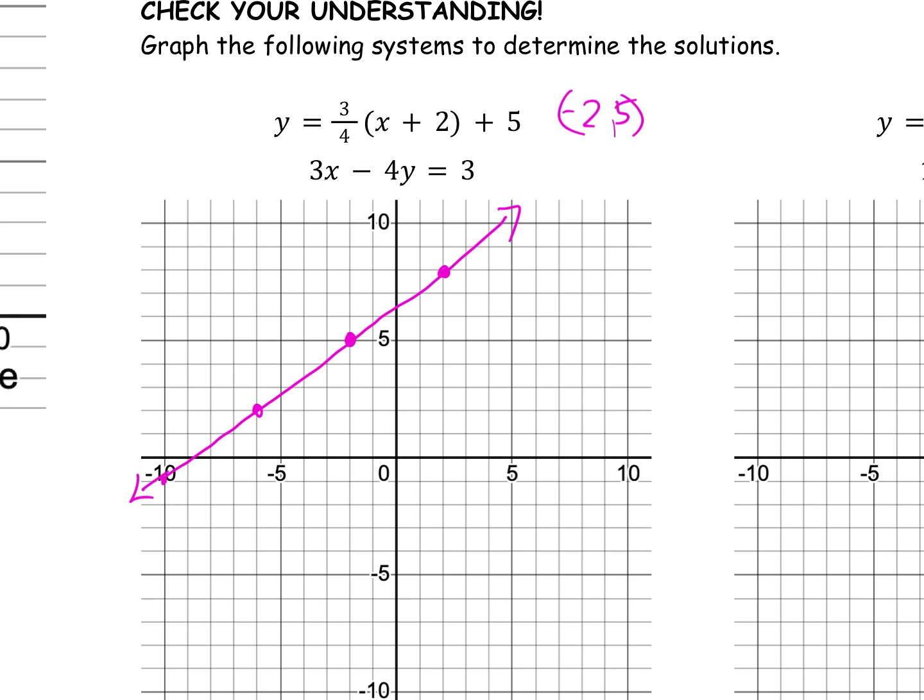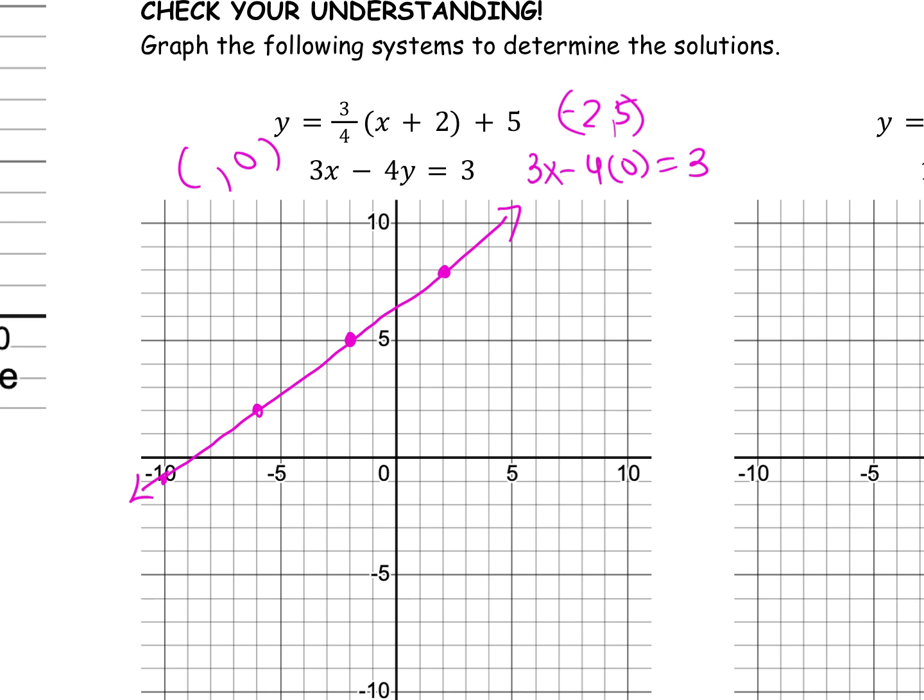Now, the next one is in general form. When you look at that, can you right off the bat notice, oh, hey, I can get the x-intercept or the y-intercept? Which one can I get? That means that I'm going to plug in 0 for y. So I'm going to say 3x minus 4 times 0 equals 3.